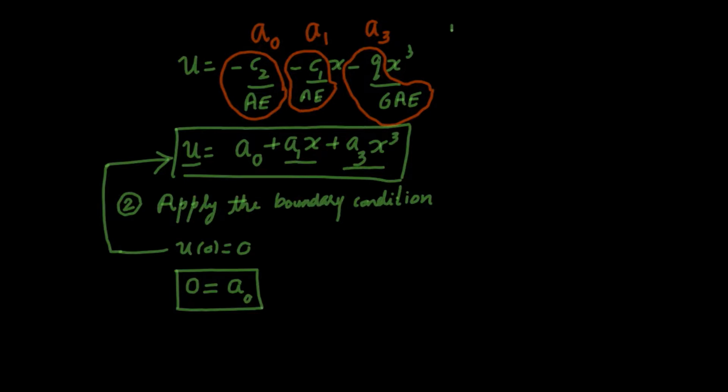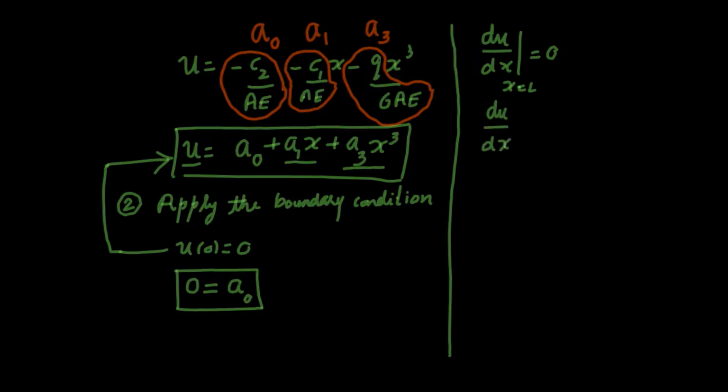Now I'm going to apply the second boundary condition. The second boundary condition is that the strain, which is du by dx, at x is equal to L is going to be 0. So first let me find du by dx. du by dx is equal to a1, if you differentiate this equation u, a1 plus 3 a3 x square. So that is what you will be getting for du by dx. And du by dx at x is equal to L becomes 0.